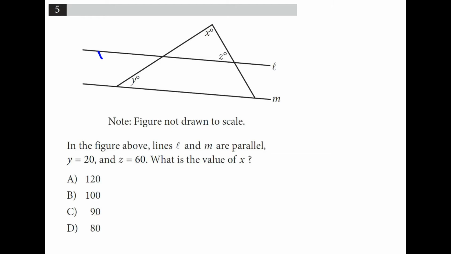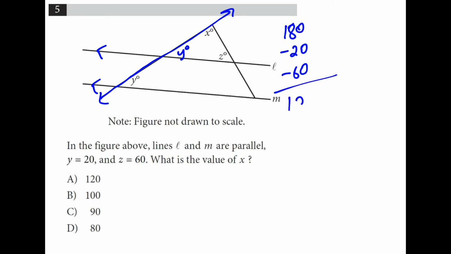For this one, we are given a set of parallel lines, and this is like our transversal, which means that y corresponds over here. Since they tell us the values of y and z, they are 20 degrees and 60 degrees, we can take 180 and subtract 20 and subtract 60, and whatever's left is x. Turns out it's B, 100.